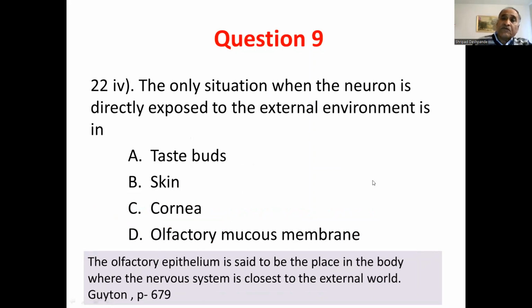The only situation when a neuron is directly exposed to the external environment is in: A. Taste buds, B. Skin, C. Cornea, D. Olfactory mucous membrane. This is a rather peculiar question because the whole thing is mixed up. Anyway, we will take this question.